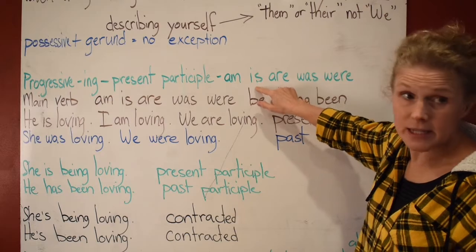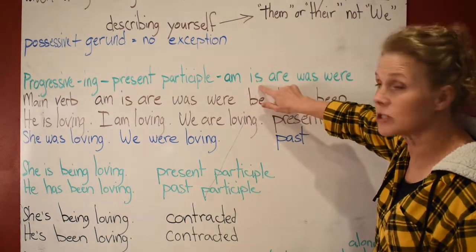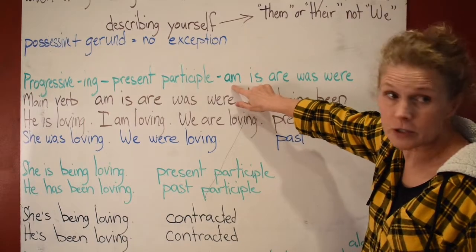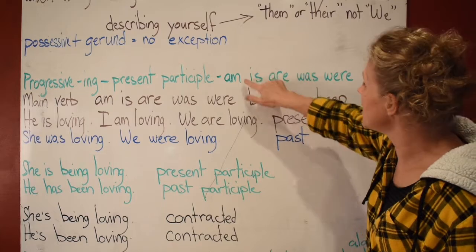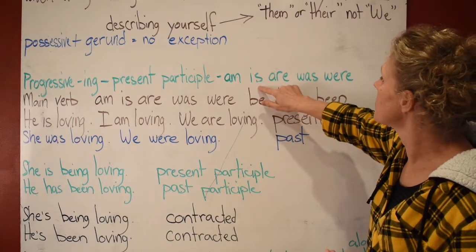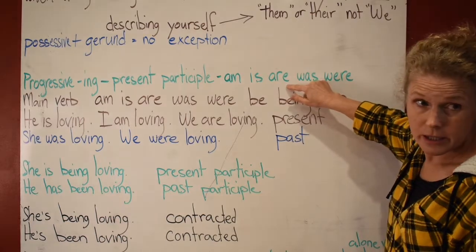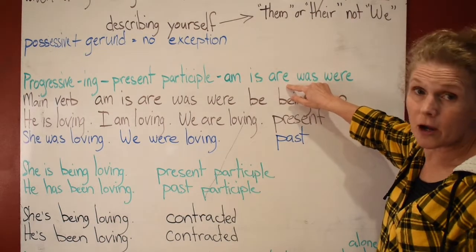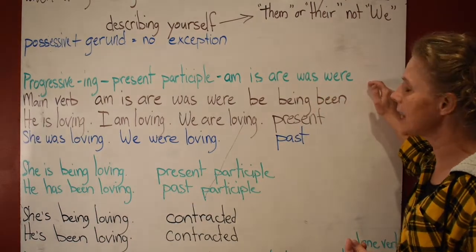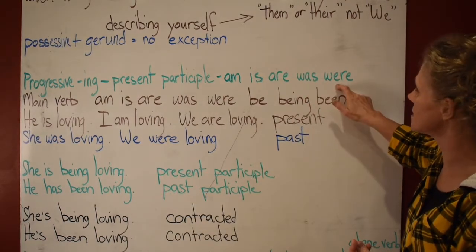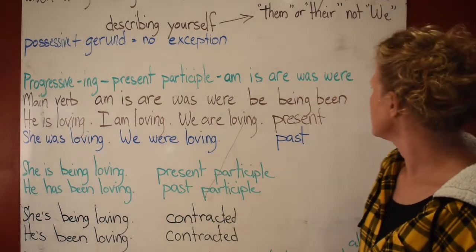And then is is third person singular. This is third person singular. This is first person singular. Third person singular: she is being, or whatever it is. It doesn't have to be being. Are is plural. We are being. And then was and were, they're past tense. This is singular and this is plural. All right?